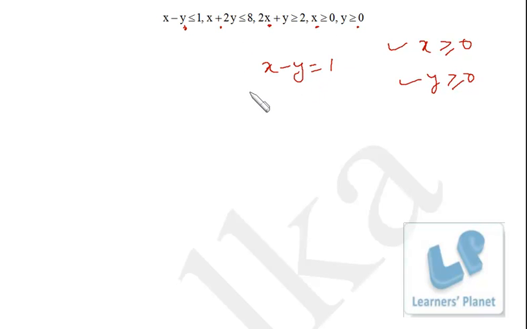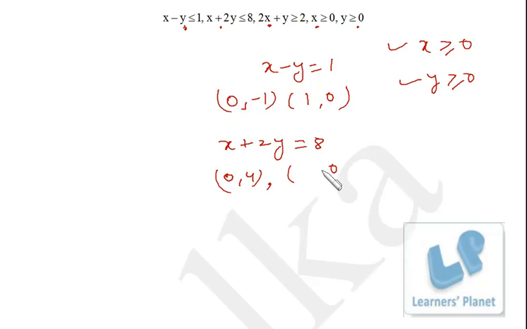is equal to 1. So the points will be: when x is equal to 0, y is equal to minus 1, and when y is equal to 0, x is equal to 1. So this line will pass through these two points. Then we have x plus 2y equal to 8. So when x is equal to 0, y is equal to 4, and when y is equal to 0, x is equal to 8. Then we have the third line, 2x plus y equal to 2. So when x is equal to 0, y is equal to 2, and when y is equal to 0, x is equal to 1.